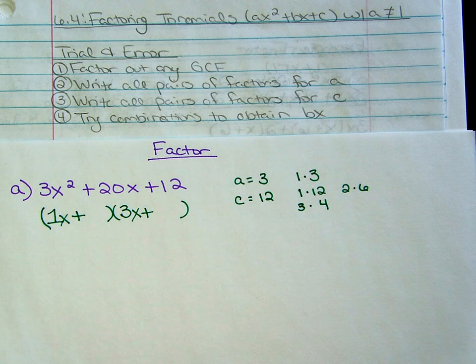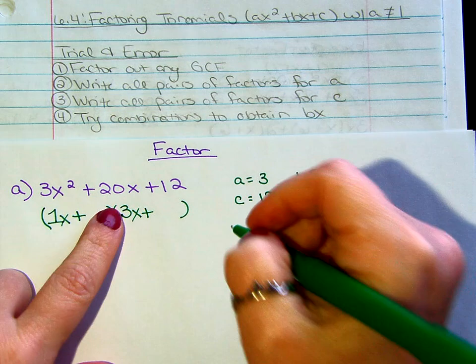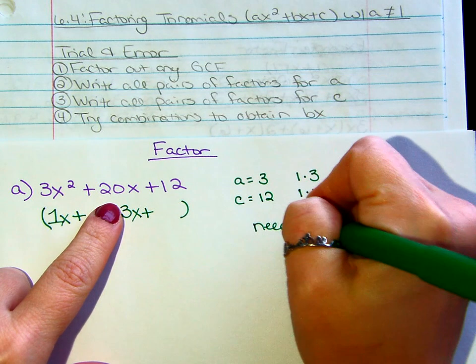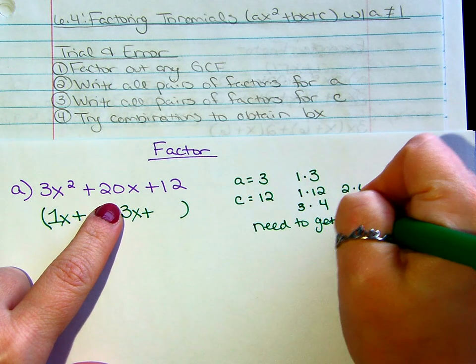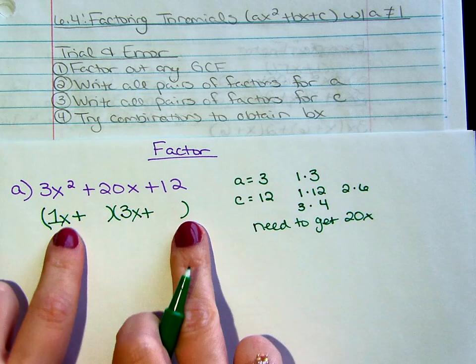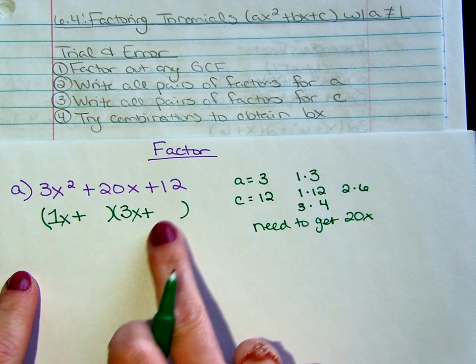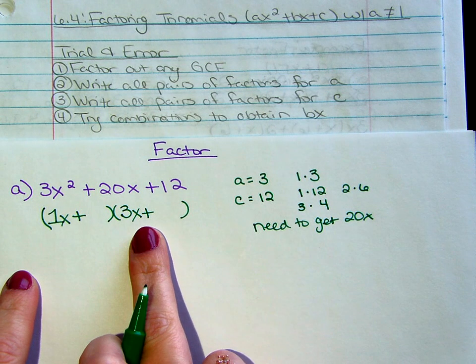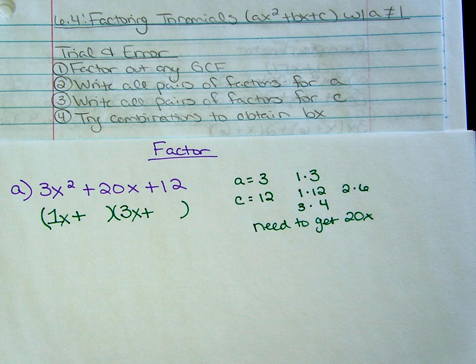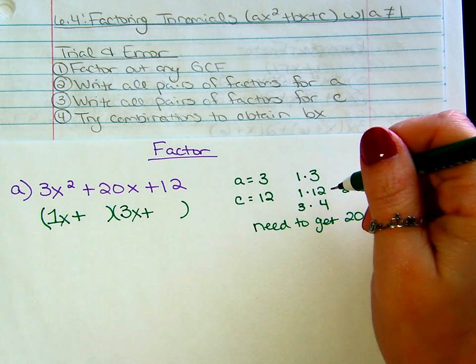So now here's what we're trying to achieve. We need to get a 20x in this middle term. We need to get a 20. Right now we have 1 times 3. We're going to have a 1 times something and a 3 times something, and we need that to add up to a 20. That's what we're trying to figure out. So if you don't know where to start at all, just start with your first factor of C, 1 and 12, and see if it works.